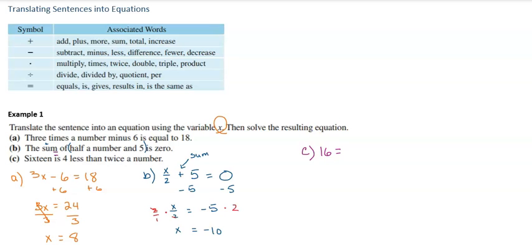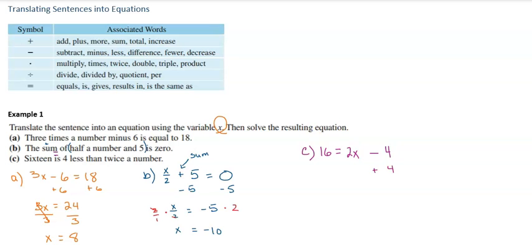4 less than, okay, so that means we're going to be subtracting 4 from something. 4 less than. Twice a number means 2 times the number. Okay, so hopefully you saw how I kind of worked through that. I didn't write it totally from left to right. I just thought about where everything was going to go.